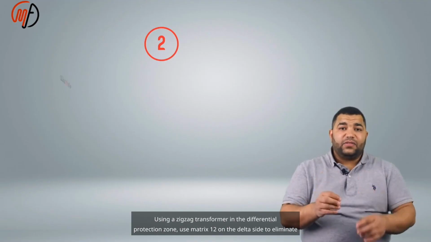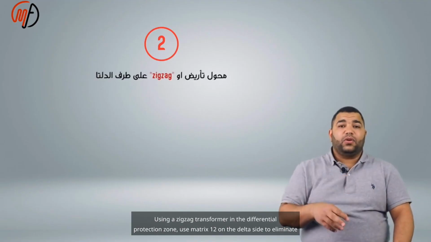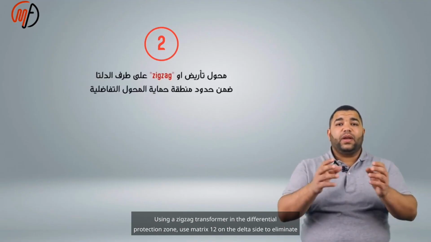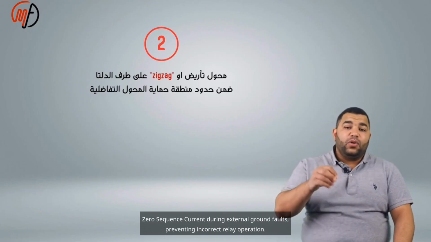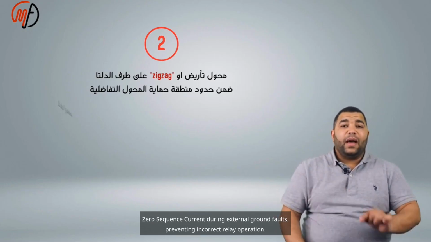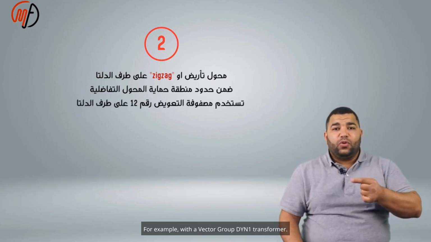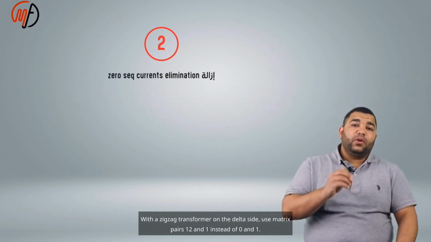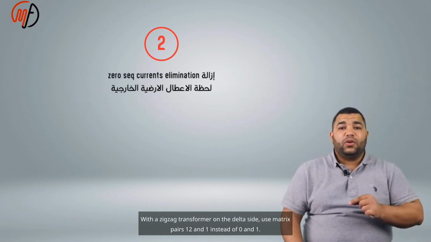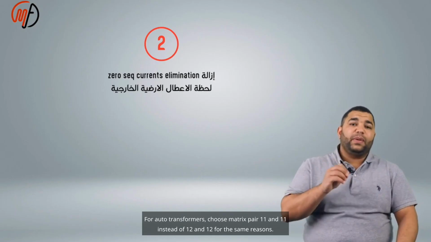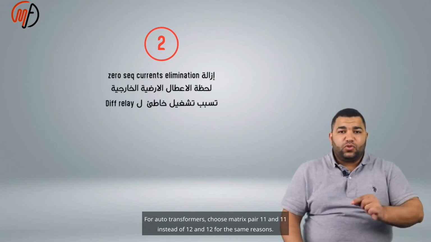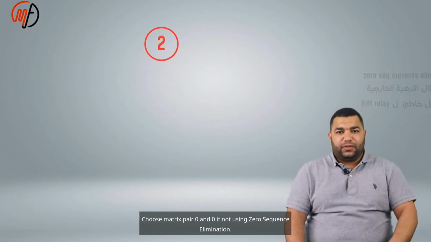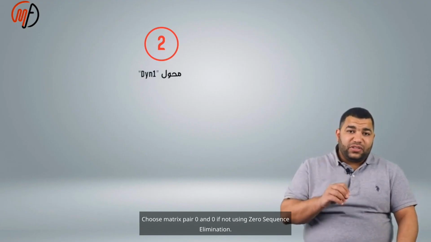Using a zigzag transformer in the differential protection zone, use matrix 12 on the delta side to eliminate zero-sequence current during external ground faults, preventing incorrect relay operation. For example, with a vector group DYN1 transformer with a zigzag transformer on the delta side, use matrix pairs 12 and 1 instead of 0 and 1. For auto transformers, choose matrix pair 11 and 11 instead of 12 and 12 for the same reasons. Choose matrix pair 0 and 0 if not using zero-sequence elimination.